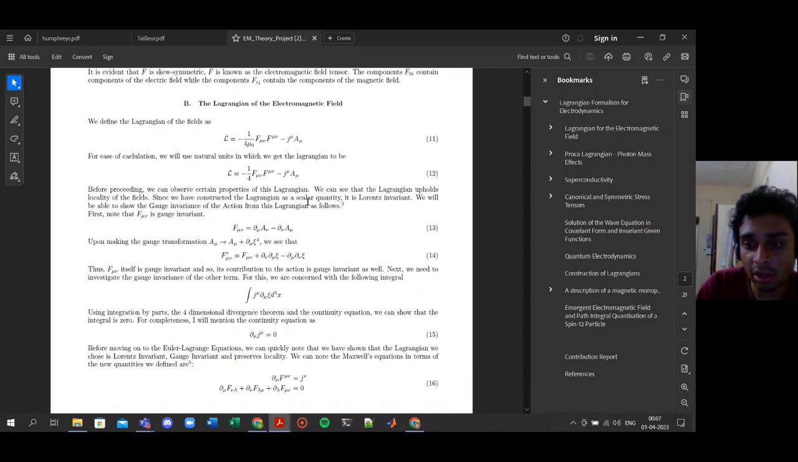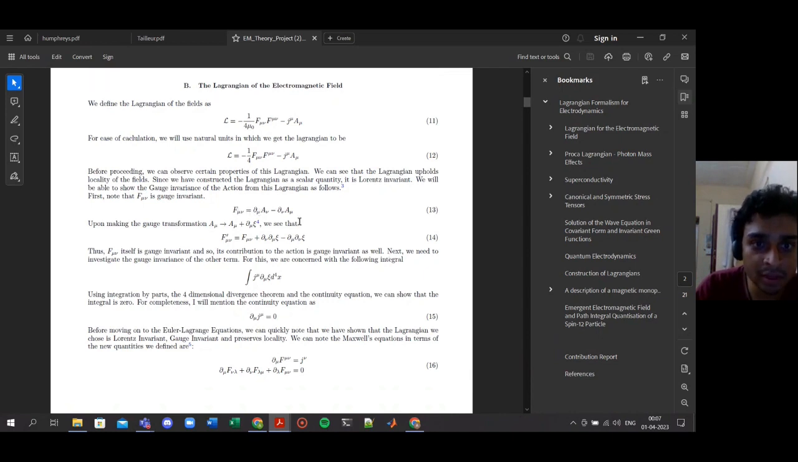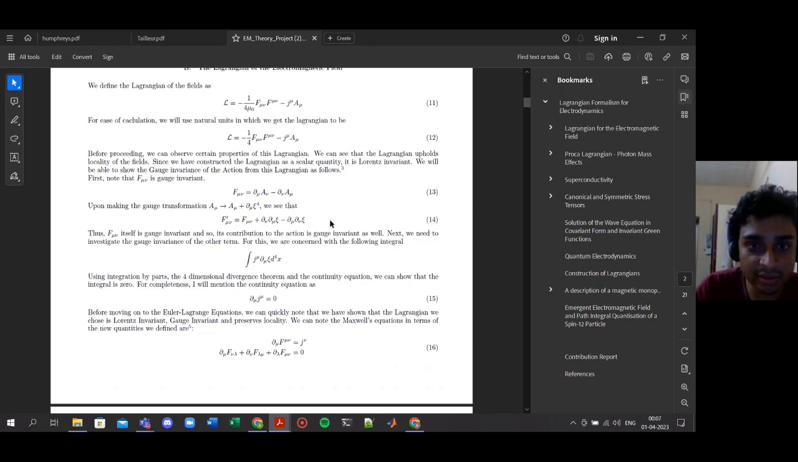Here, J mu is the 4 current density, A mu is the 4 vector potential, and F mu nu is the field strength tensor, which is defined as follows. As you can see from equation 13, the definition of the field strength tensor, it is a completely antisymmetric tensor, so it will have no diagonal elements. Diagonal elements will be zero, and upon computing it, we can find that the 0i components are the electric field components, and the ij components are the magnetic field components.